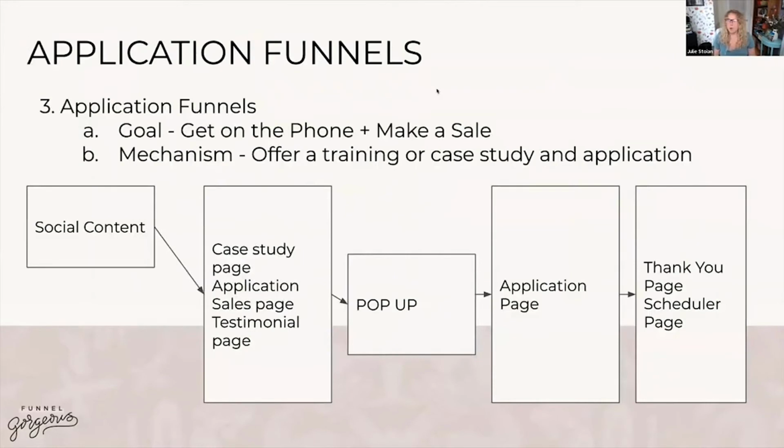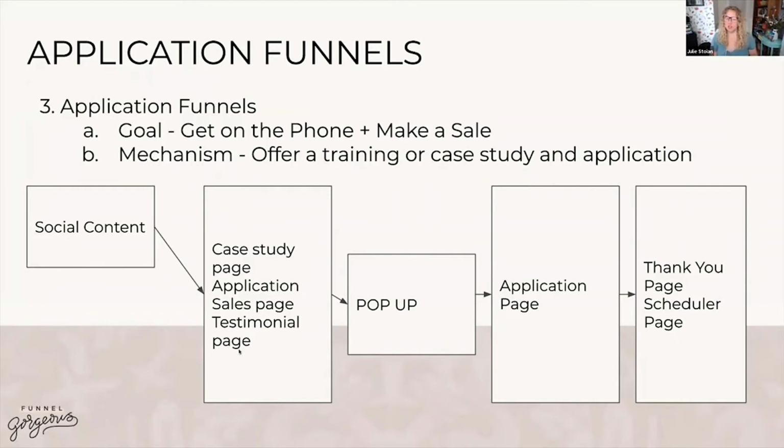The third most popular funnel is the application funnel. The goal of an application funnel is to get somebody on the phone and then make a sale, right? So the webinar funnels and the application funnels really have two goals, but you've got to work on the first goal mainly in the funnel, then the second goal. The mechanism by which we achieve that goal is that we offer a training or a case study and then an application to apply. So again, social content.